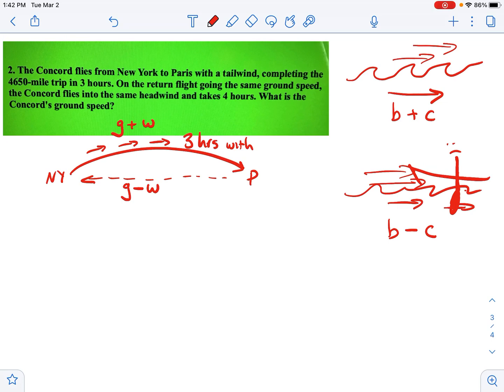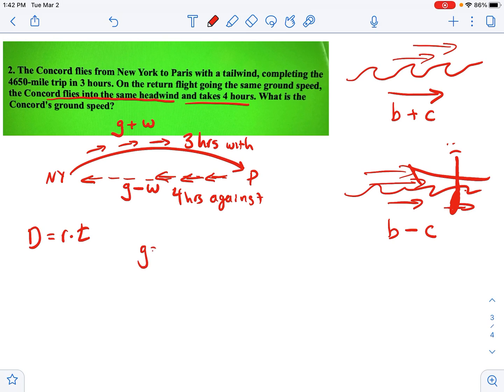All right, so the Concorde flies into the same headwind. Okay, so that means it's like pulling it back. It's like, oh, this is so hard. The wind is going against me. And then it takes 4 hours. Okay, yeah, that 4 hours against. So what is the Concorde's ground speed? All right, well, this is interesting. Distance is rate times time. The distances are equal. It also told me it's 4,650.